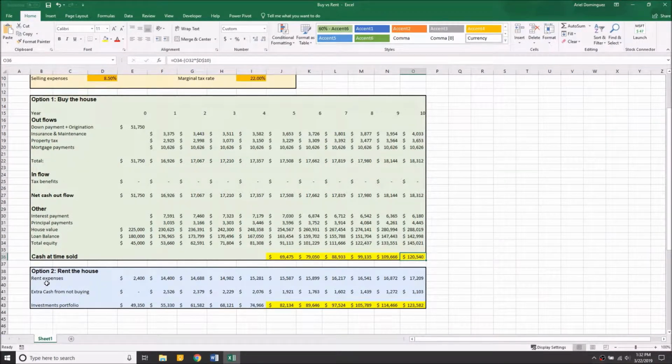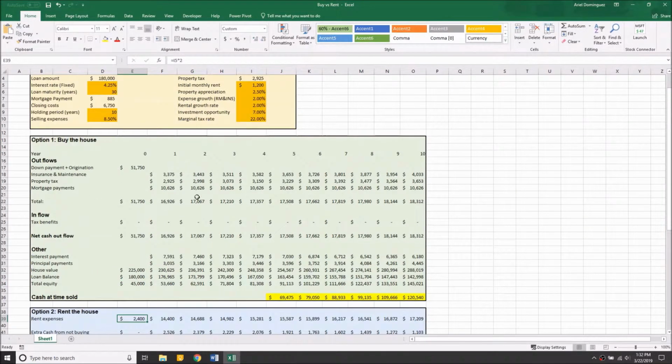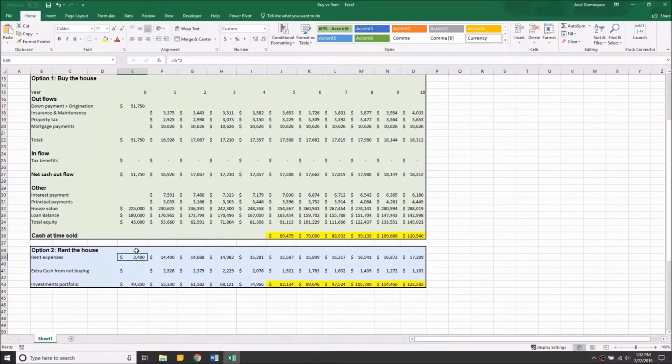So the first line in the rent decision is the rent expenses. In year 0, which is today, in the buying scenario, you would put the down payment. But when you're renting, you don't need to put a down payment, but you'll usually have to pay a security deposit and maybe first and last month. What I did was I just took the monthly rent and multiplied it by 2. So essentially saying you paid the last month's rent and you made a security deposit. So that will be the rent expense in year 0.